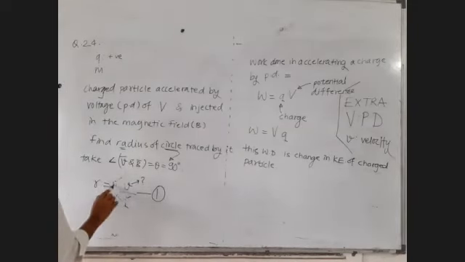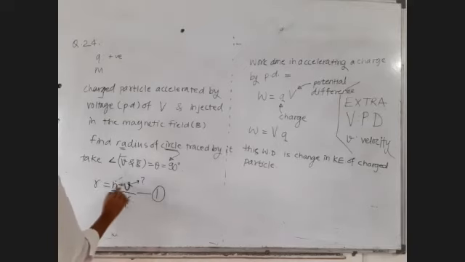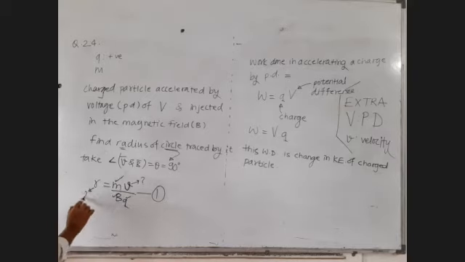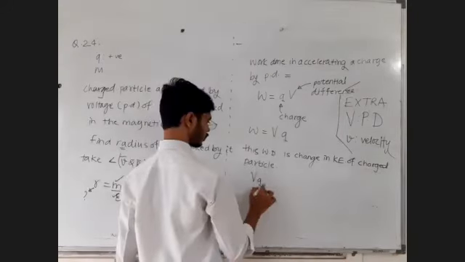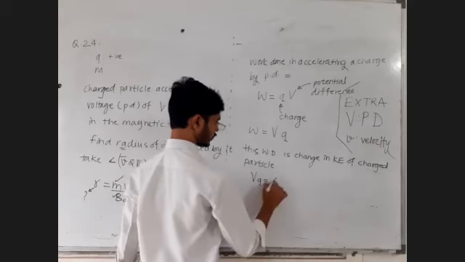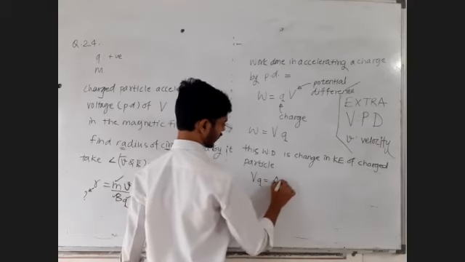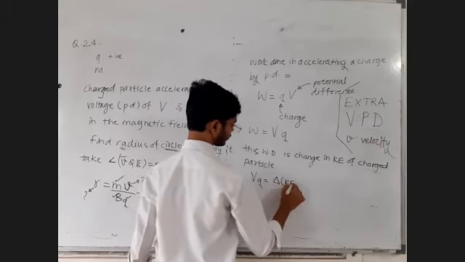R is equal to mv upon bq. Tick mark, tick mark, tick mark, question mark, question mark. Fine. So what shall I write next? This VQ is equal to change in kinetic energy. Let us write change in kinetic energy as delta KE.